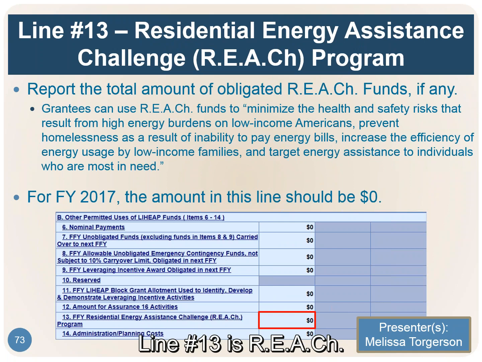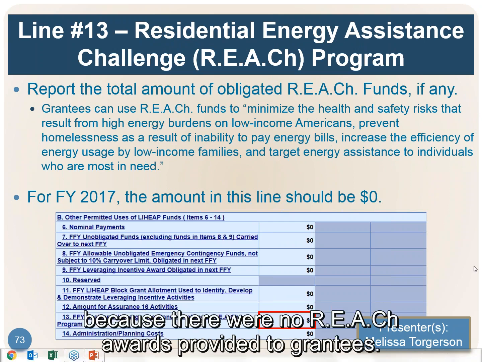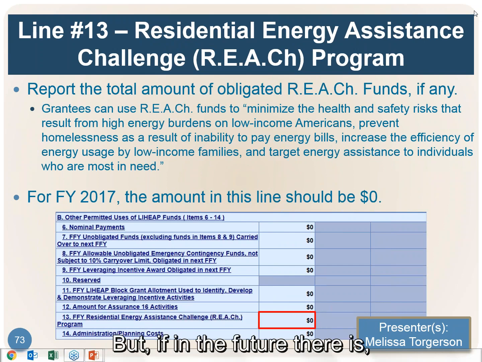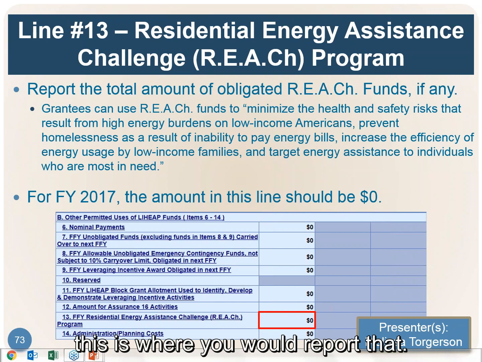Line 13 is REACH. Once again, this line is 0 because there were no REACH awards provided to grantees, but if in the future there is, this is where you would report that.